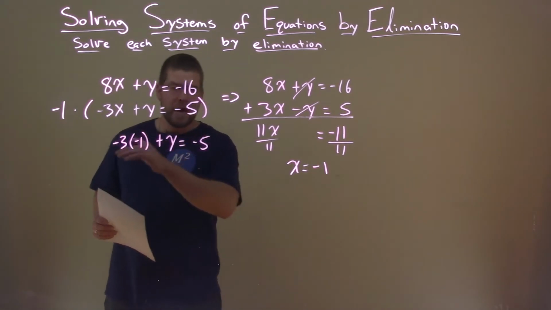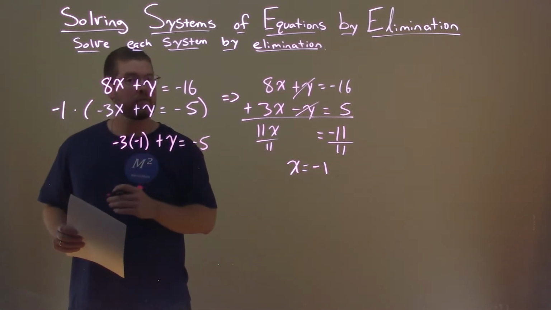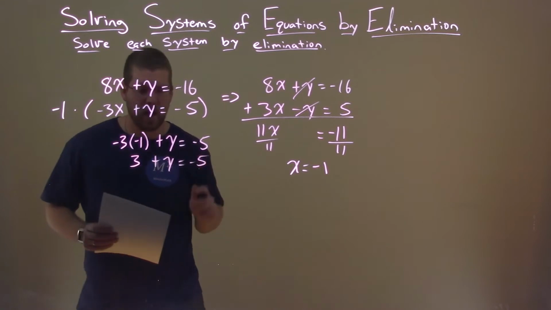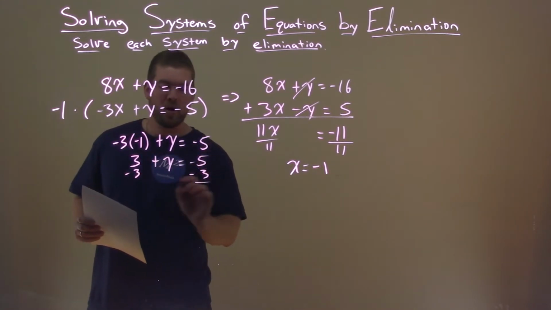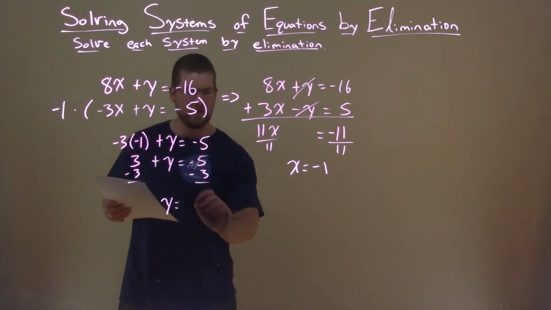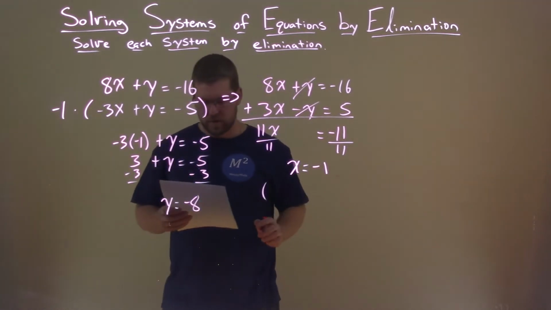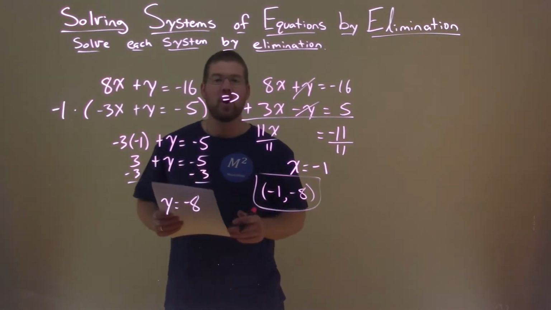Negative 3 times a negative 1 is a positive 3. Positive 3 here, y equals negative 5. From there, we subtract 3 from both sides, and we're already there. y equals negative 5 minus 3, which is negative 8. And we have our x and y value here. We can write that as a coordinate point, negative 1 comma negative 8. And there is our solution.